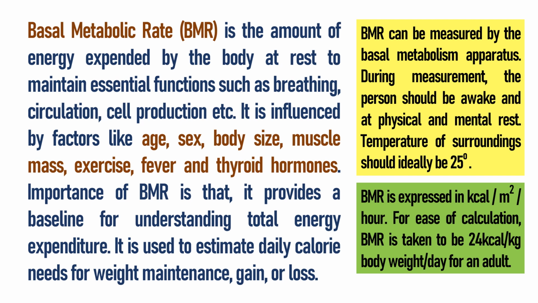Basal metabolic rate can be measured by the basal metabolism apparatus. During measurement, the person should be awake and at physical and mental rest. The temperature of surroundings should ideally be around 25 degrees centigrade. Basal metabolic rate is expressed in kilocalories per square meter surface area of body per hour for ease of calculation. Basal metabolic rate is taken to be 24 kilocalories per kilogram body weight per day for an adult.